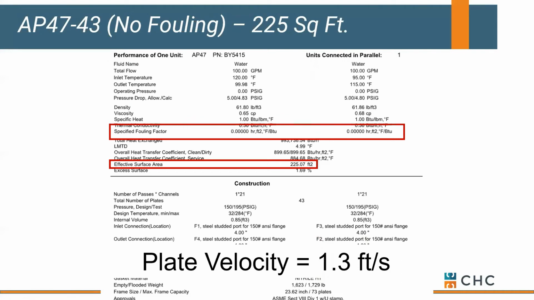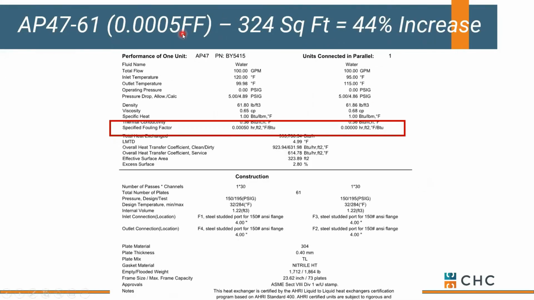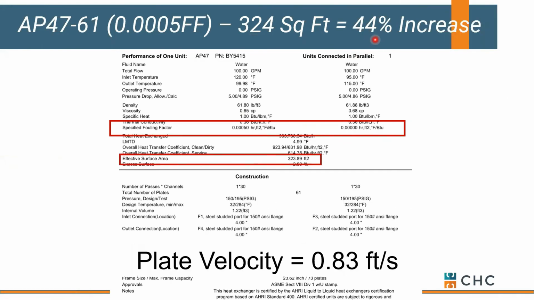If I add some fouling to this, oh, I'm sorry, I should launch my poll. That would help things. Wonder why there's no action on my screen. Now, if I add some fouling to this plate and frame, let's go with the spec standard at 0.0005, and let's see what effects that has. Well, I went from 227 square feet to 324. I increased my plate count by 44%. And when I add more plates, guess what? My velocity goes down. It went from 1.3 down to 0.83.